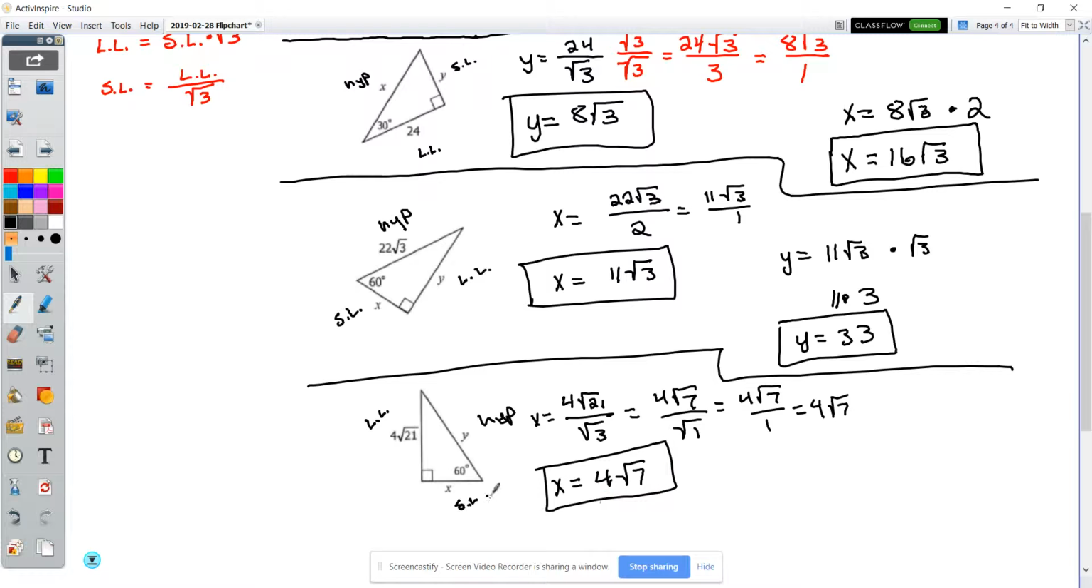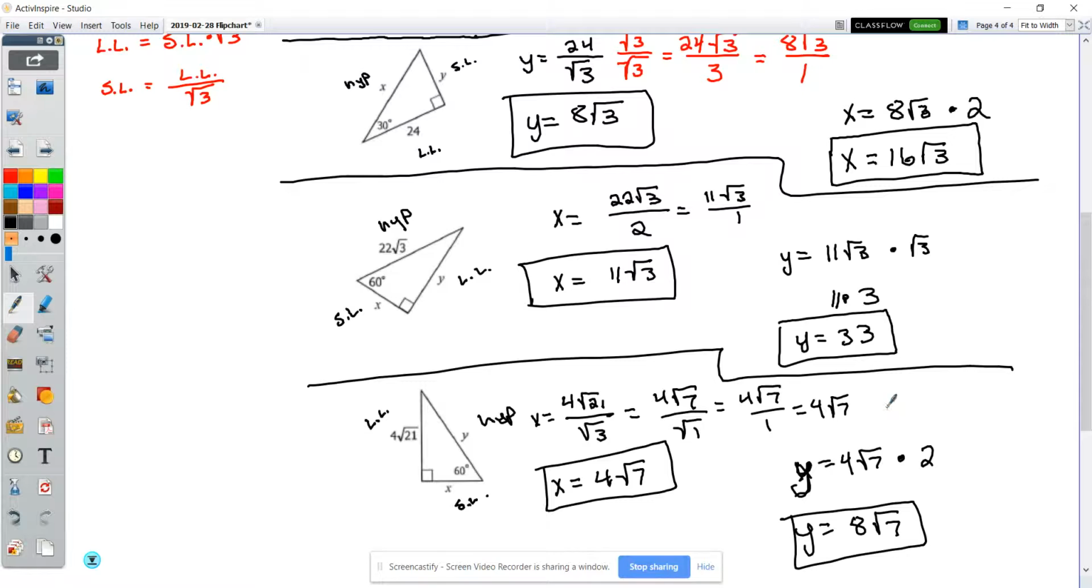Now that I have the short leg, I need to find the hypotenuse. The hypotenuse is double the length of the short leg. So that means to find the hypotenuse, y, I need to take the short leg, which I now know is 4 times the square root of 7, times, and since it's double the length, times 2. So when we're multiplying here, the 4 and the 2 can be multiplied together to get a new number, but I can't multiply that square root of 7 with all of them. So I end up with 8 times the square root of 7.